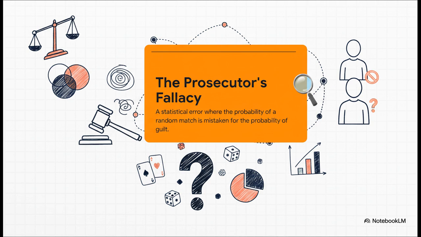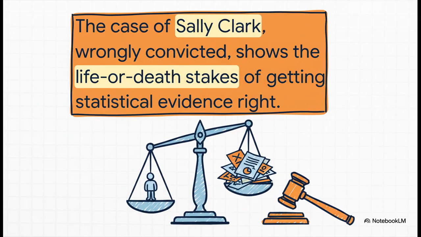A classic and tragic example is something called the prosecutor's fallacy. This is a huge mistake where the odds of some random match are confused with the odds of someone being guilty. It's kind of like finding a really rare footprint at a crime scene and then saying, well, because this footprint is so rare, the person who matches it has to be the killer. And this is not just a theory.